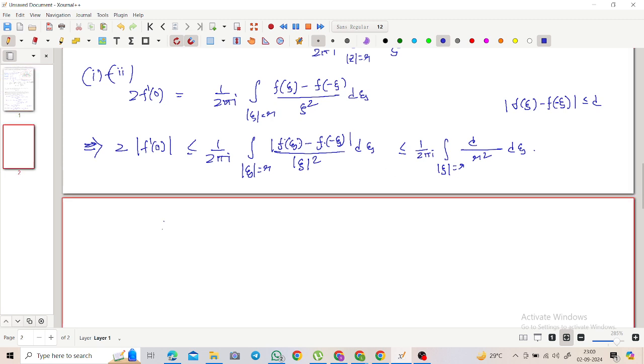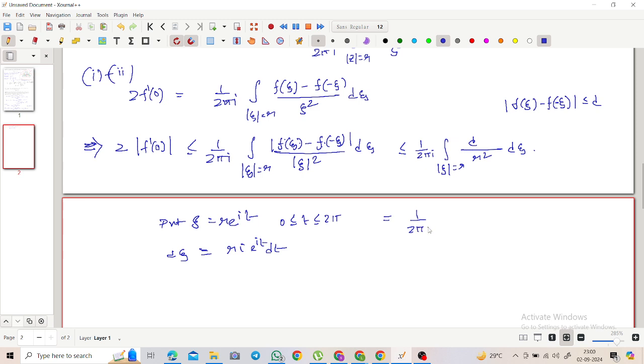Now put xi equals e to the power it, where 0 is less than or equal to t, less than or equal to 2 pi. This is the circle. Xi was the circle of radius r. So what is d xi? D xi is r i e to the power it dt. So put it here.